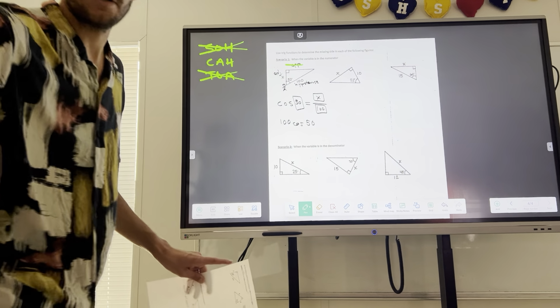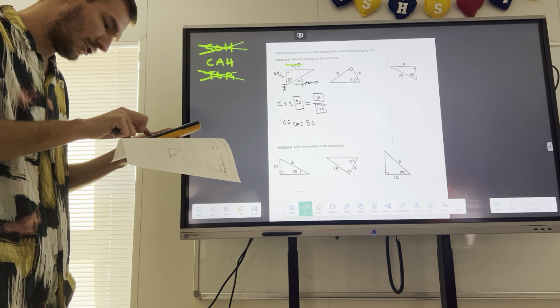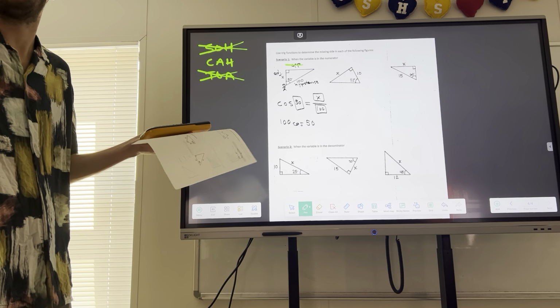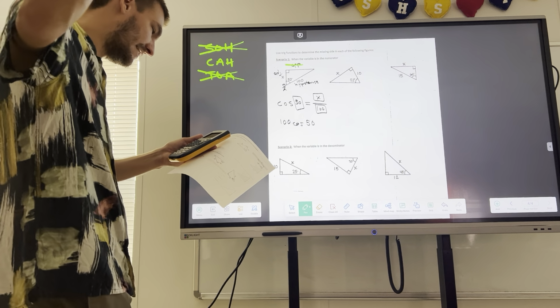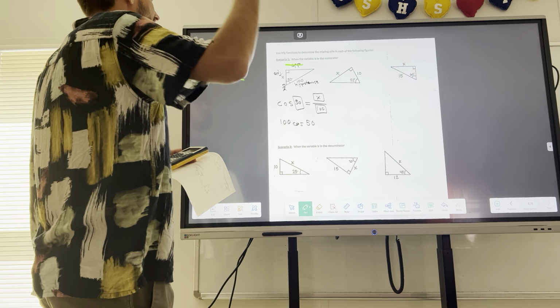So let's go to the calculator. 100 cosine 50. I'm getting a decimal, probably. I got 64.2787. Is that what we're doing? Yeah. Okay, nice, we have it.